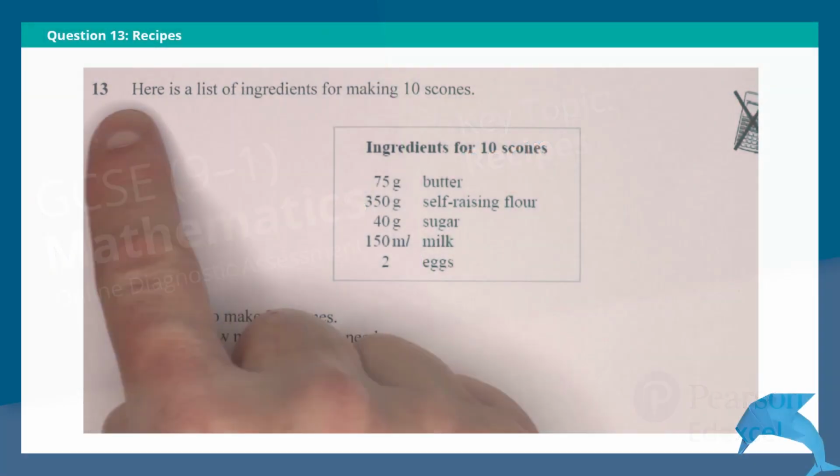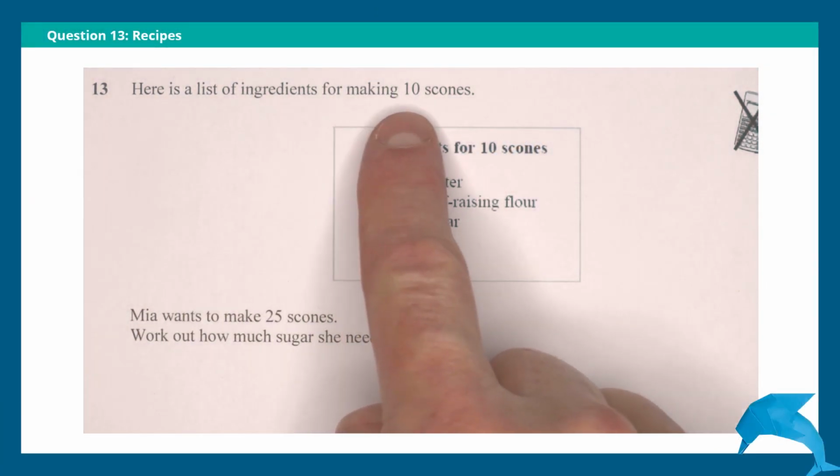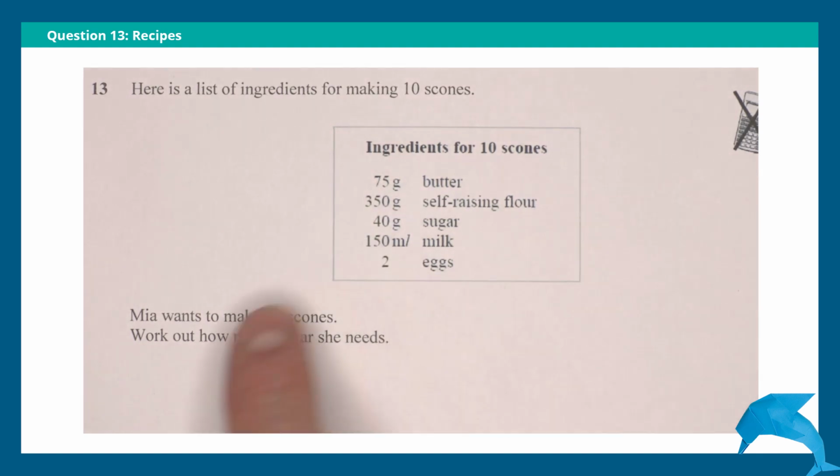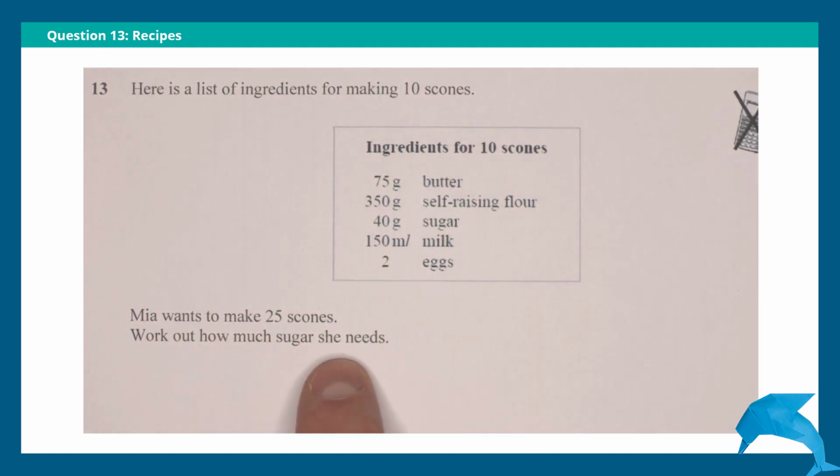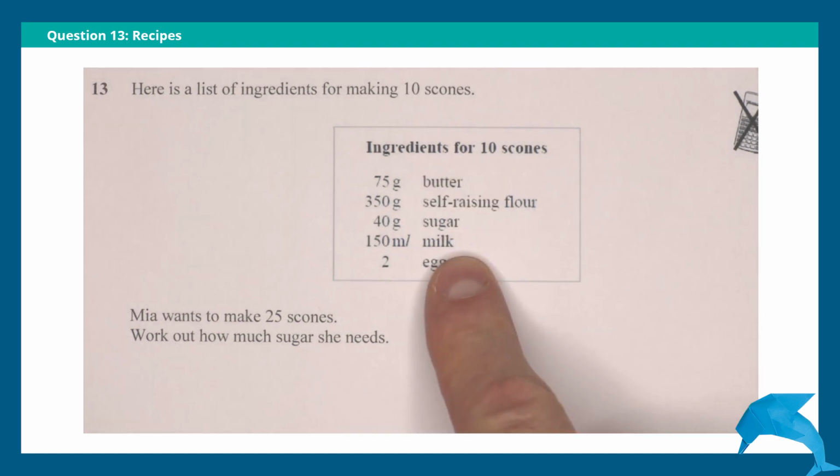Question 13. Here is a list of ingredients for making 10 scones. Mia wants to make 25 scones. Work out how much sugar she needs. So this list makes 10 scones.